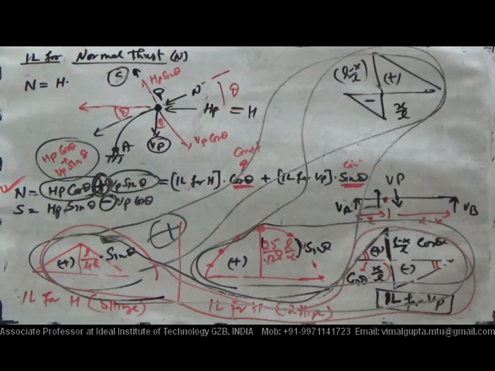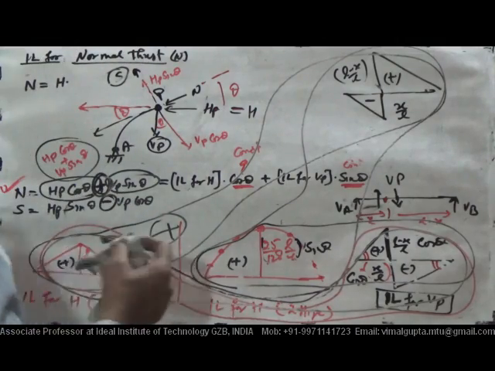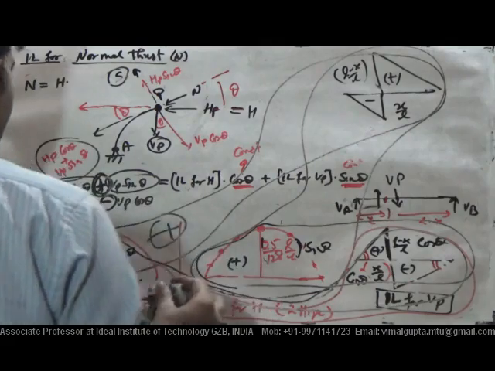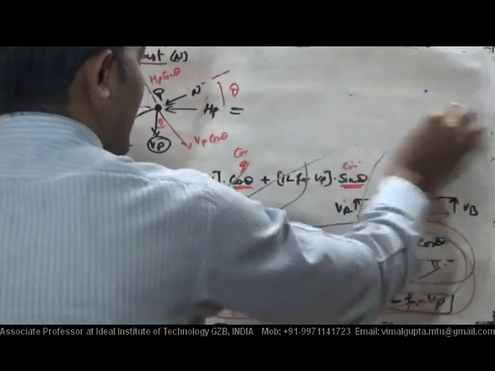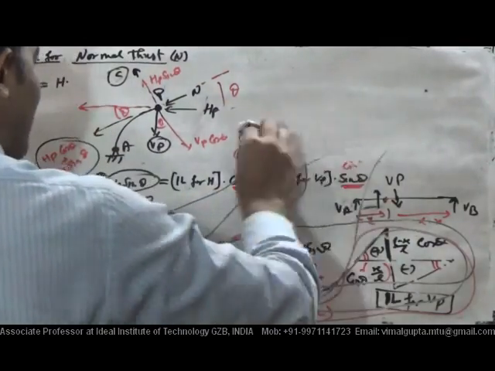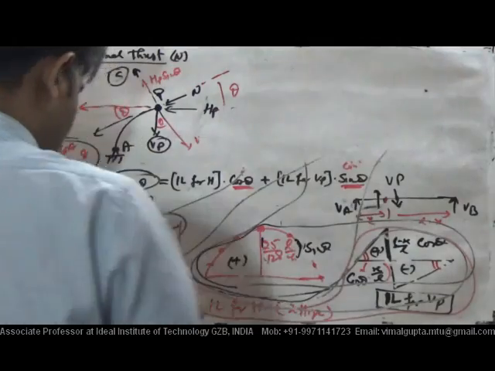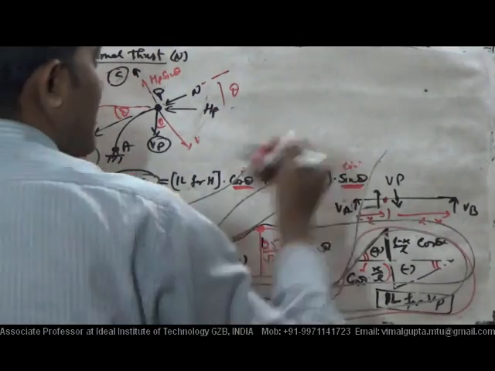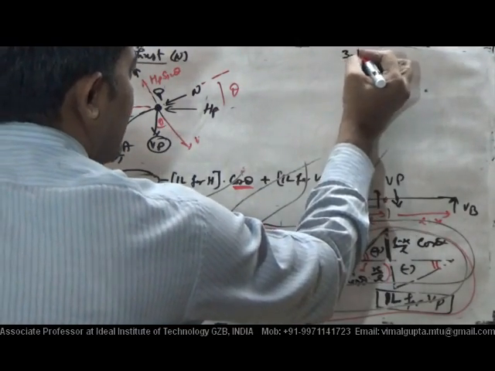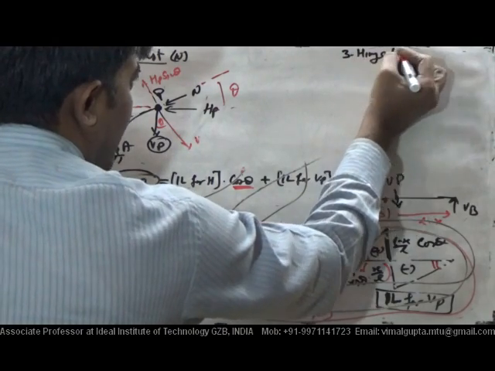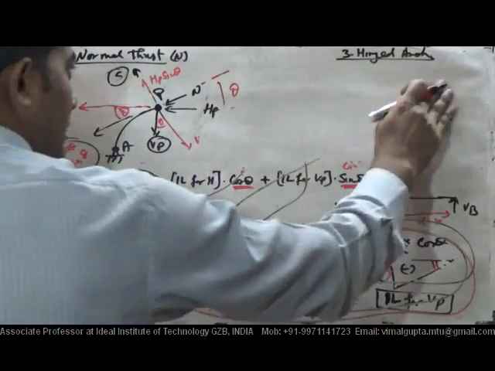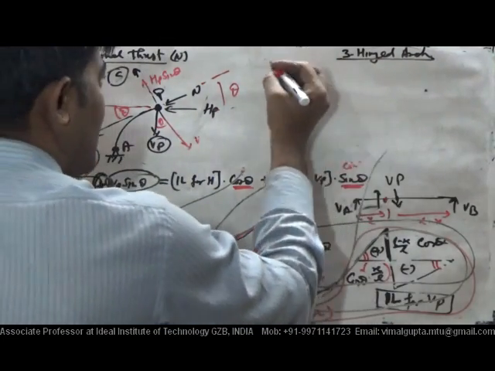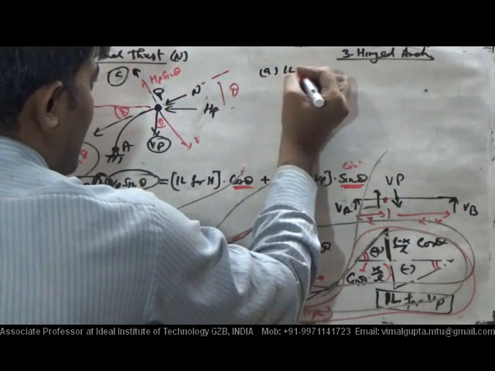Is it clear? Now I am going to make the neat and clean figure. So I should erase this. Here I am making, first of all, the 3 hinge arch. First of all for N, the IL for N.